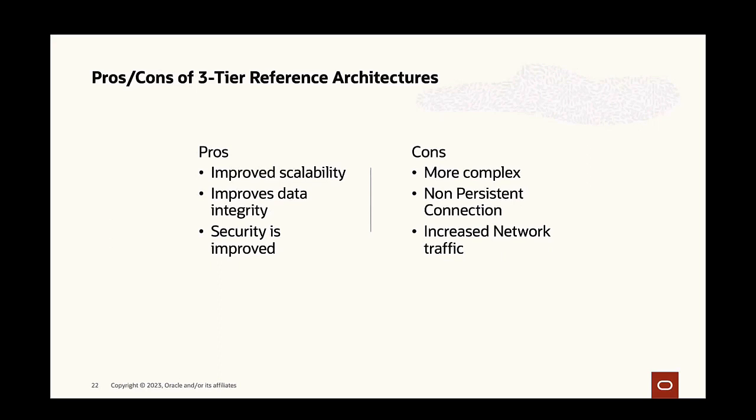You have to monitor each of the tiers. If there is no persistent connection, it will definitely increase traffic across the 3 tiers, like going from the middle tier to the data tier, and from the presentation tier to the middle tier. So there are some cons, but I think the advantages it provides are why a lot more industries are using 3-tier architecture. I think this is the most commonly used architecture across many, many industries.